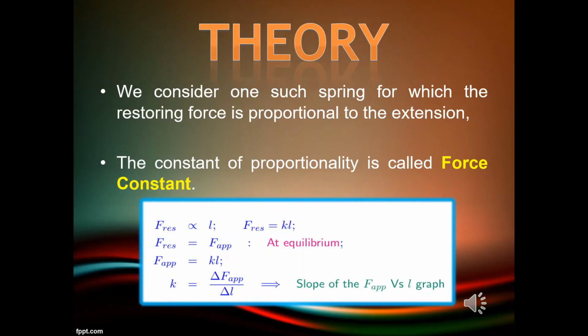We consider one such spring for which the restoring force is proportional to the extension. When the restoring force is proportional to the extension, we can write the restoring force as a constant times the extension. This constant of proportionality is called the force constant, and determining this constant is the aim of this experimental activity. Because the applied force equilibrates with the restoring force, we can as well write the applied force as the force constant K times the extension L.